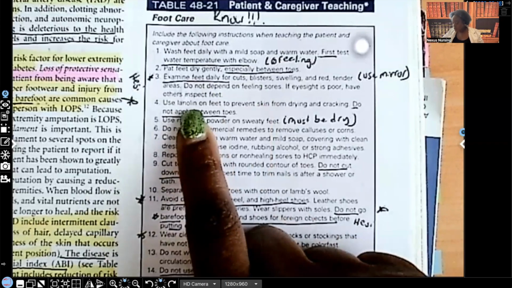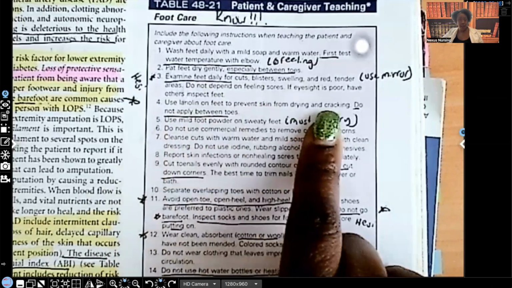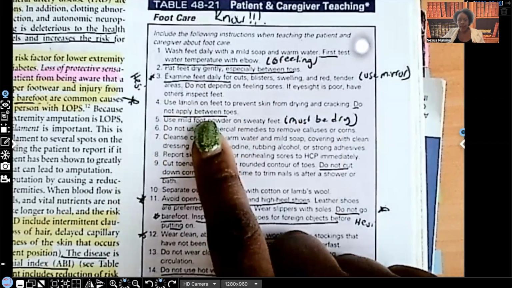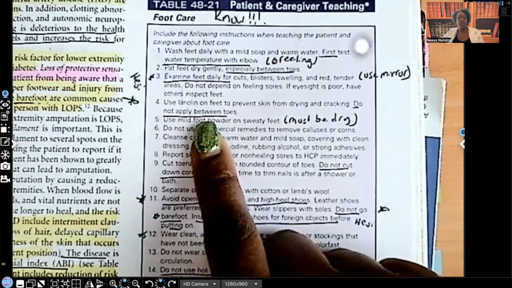Use lanolin on feet to prevent skin from drying or cracking. Just remember, we don't want that. But look at this. Do not apply between toes. Between the toes can cause ulceration, maceration. We don't want to see that happen.